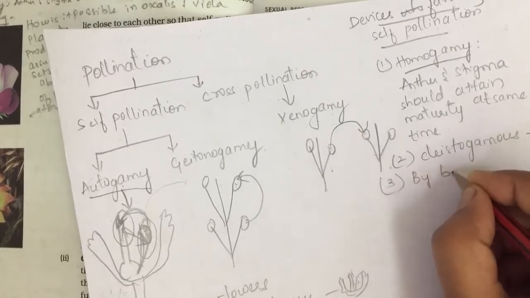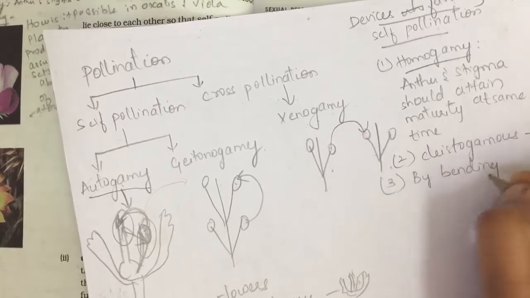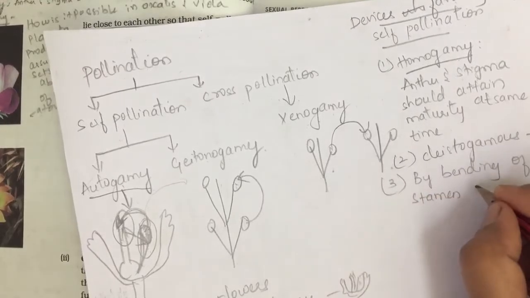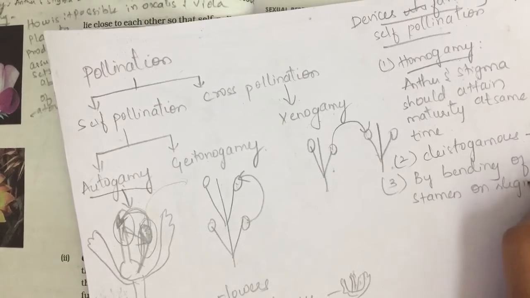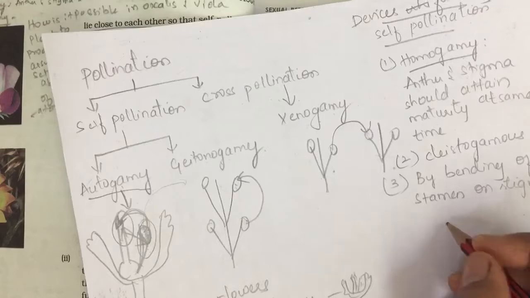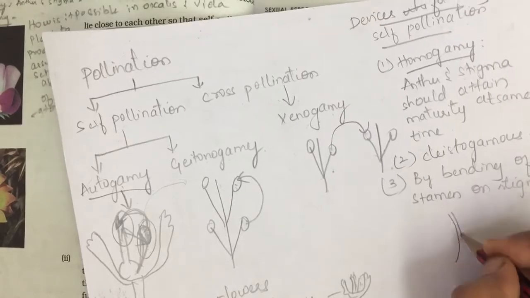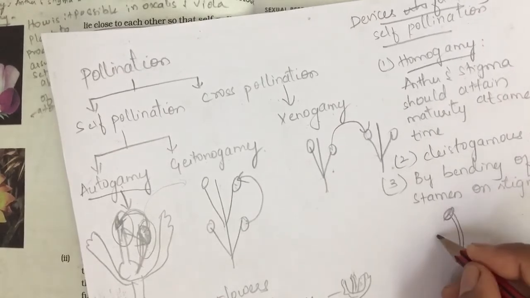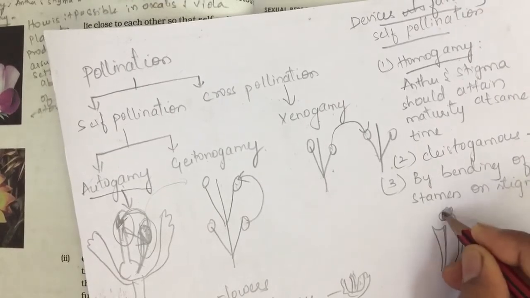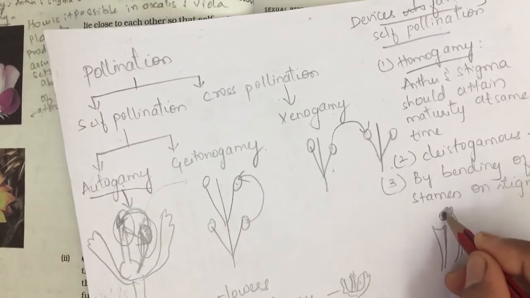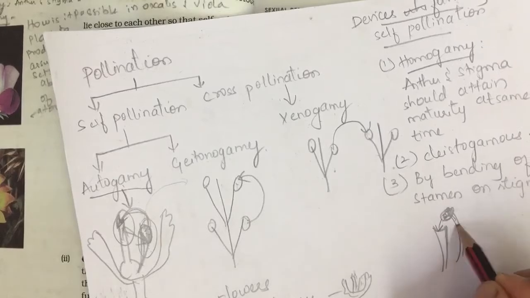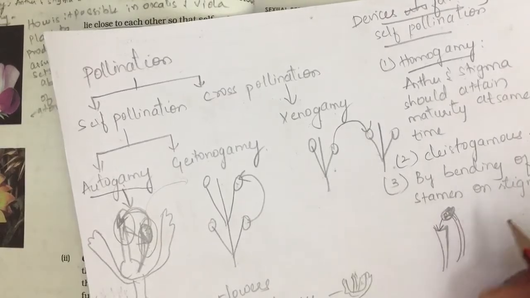Third one, by bending of stamen on stigma. Okay, now for this we can say something like this. Stamen is something like this. This is stigma. If a stamen is bending on stigma, something like this, so that pollen grains which are getting released from it can easily get dropped on the stigma. So this is also helping for self-pollination or for autogamy.